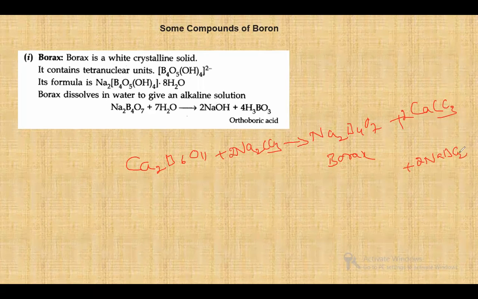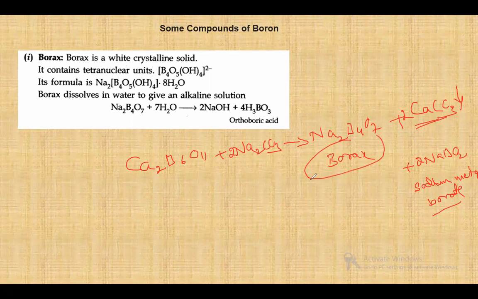So NaBO2, what is the name of this compound? Sodium metaborate. This is calcium carbonate, and this is borax, Na2B4O7.